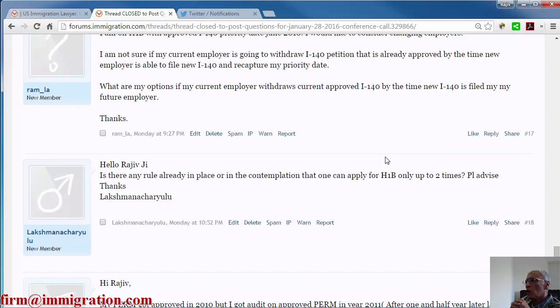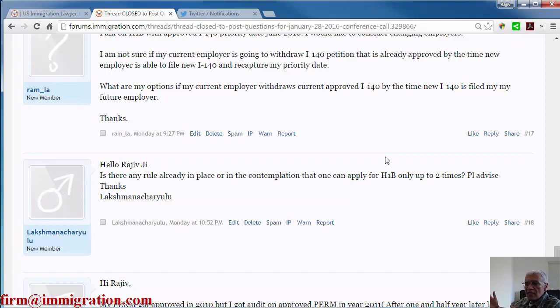Lakshmana Charyulu wants to know, is there a limited number of times we can apply for H1B, like only 2 times? The answer is no, no, no. You can apply as many times as you like. There is no limit, 1 to 100, 1000. No limit to how many times you can apply for H1B, as long as you do it within the limits of the law.